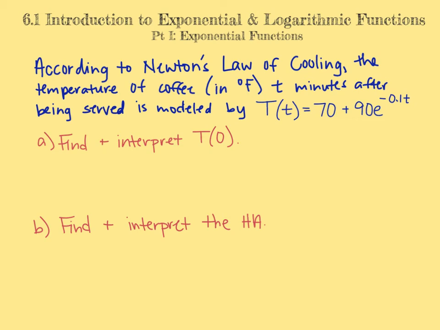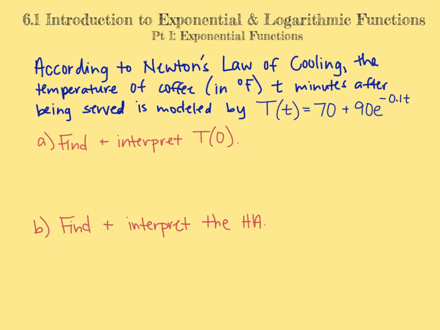The last problem that we'll look at here deals with Newton's law of cooling, which is kind of neat. So this is another exponential, I hate to say decay, but exponential decline problem basically, because we know that as we have coffee sitting out, it's going to decrease in temperature. So we have degrees Fahrenheit of our coffee measured T minutes after being served. And it's modeled by this equation here, and we see E.